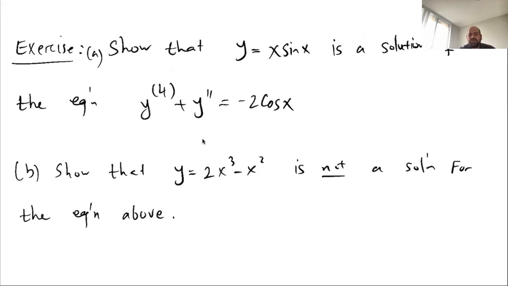Again, how can you verify? Just find the y fourth derivative and y second derivative, and add them. You'll get a function. If that function is not equal to minus 2 cos x, even at one x value, then that means that's not a solution. So if the left-hand side becomes minus 2 cos x for every x, then that's a solution. But if it's not the same as minus 2 cos x, even at one x value, then that's not a solution.